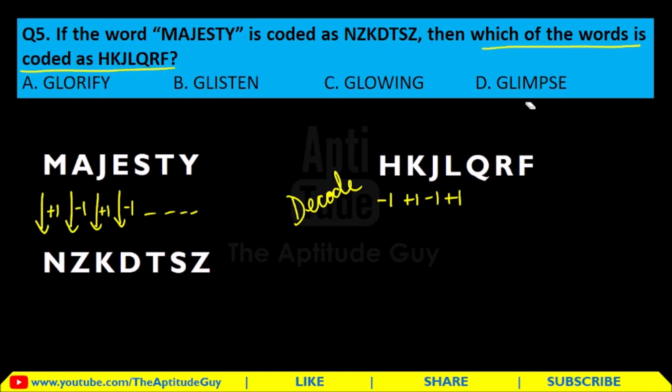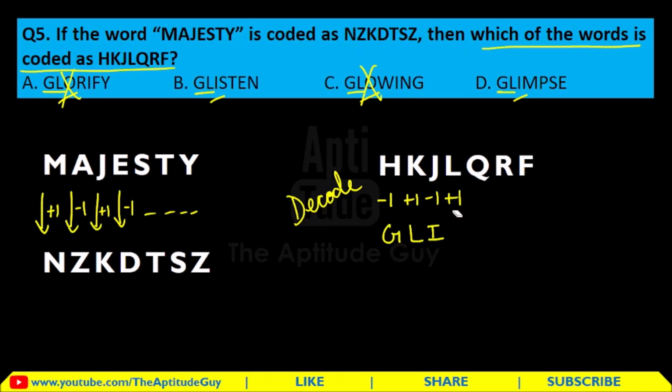First of all, look at the options. Do you see something common? Yes, you do. We have GL, GL, GL, GL. So we don't even have to care about the first 2 letters. It will obviously be GL. Now we have J -1. J -1 is of course I. Now let's look at the options. We have O over here, gone. We have I, okay. We have O here, again, gone. We have I, safe. So our answer is either option B or option D.